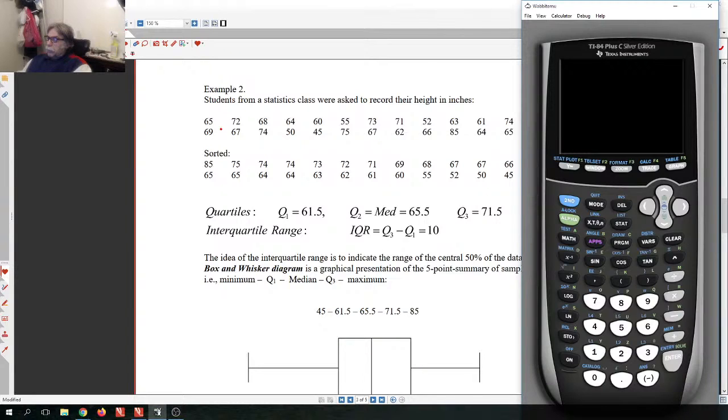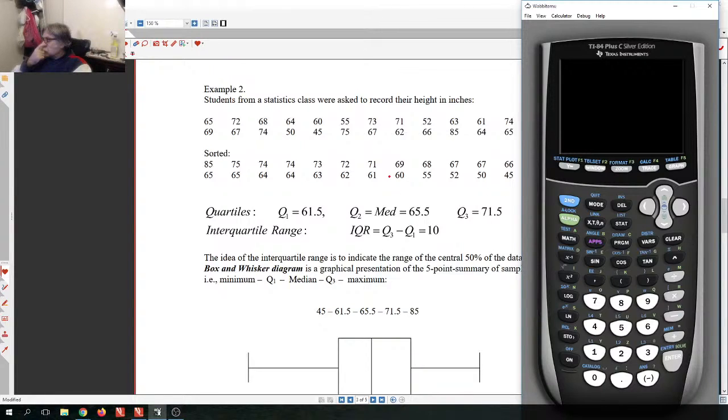So the first number is 65. They will be 5'5", 65 inches, right? 72 inches will be 6 foot, and so on. So we have all of those numbers that are recorded heights of the students in inches. So to make it easier rather than complicate with foot different measures.